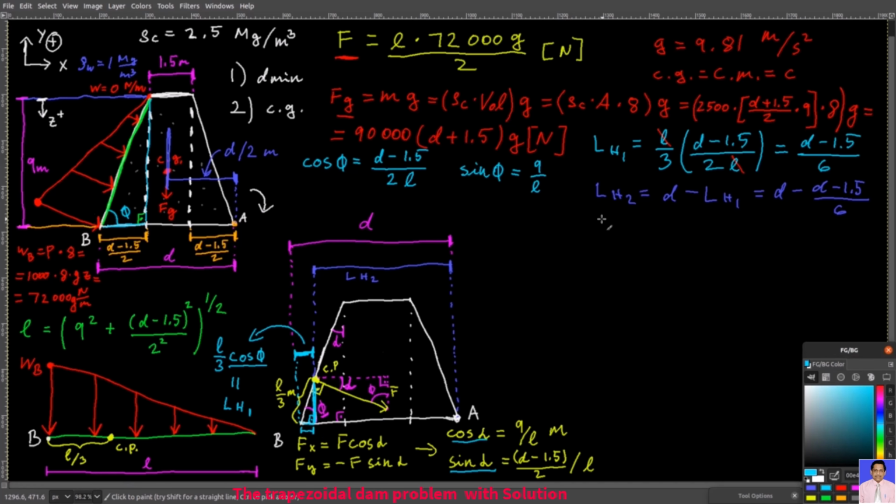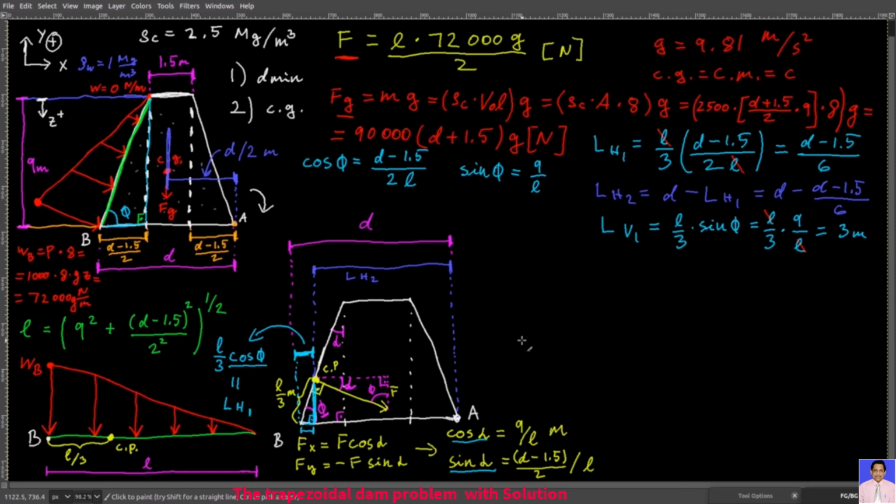And now we also need to calculate the vertical distance from the center of pressure to point A. Let's call it L vertical 1, and that's going to be L over 3 times sine phi. But you know what your sine phi is. It's 9 over L. So you will have L over 3 times 9 over L. You cancel out the L's, and you will have 3 meters. So that's the vertical distance from your center of pressure to point A.